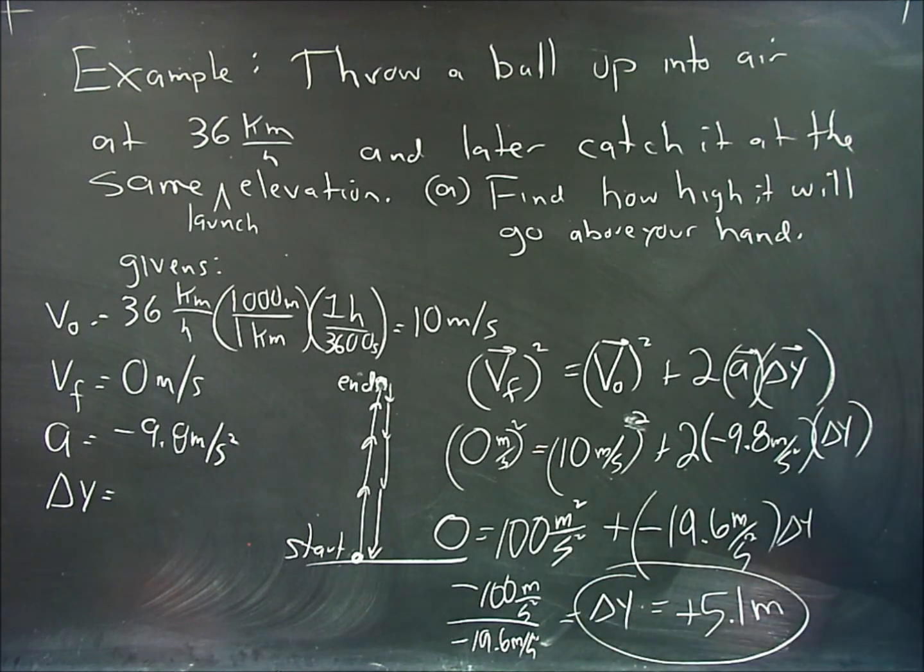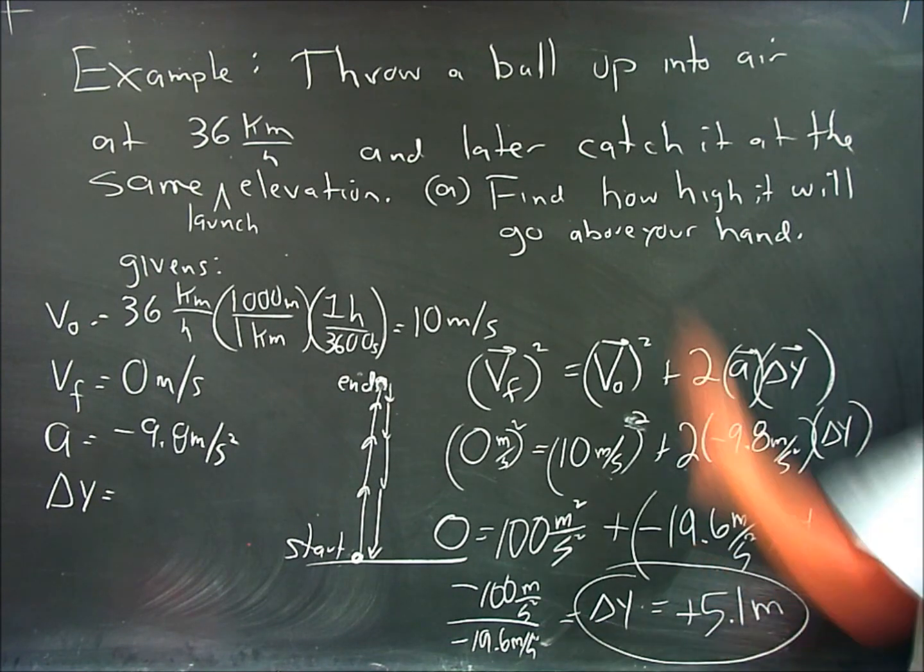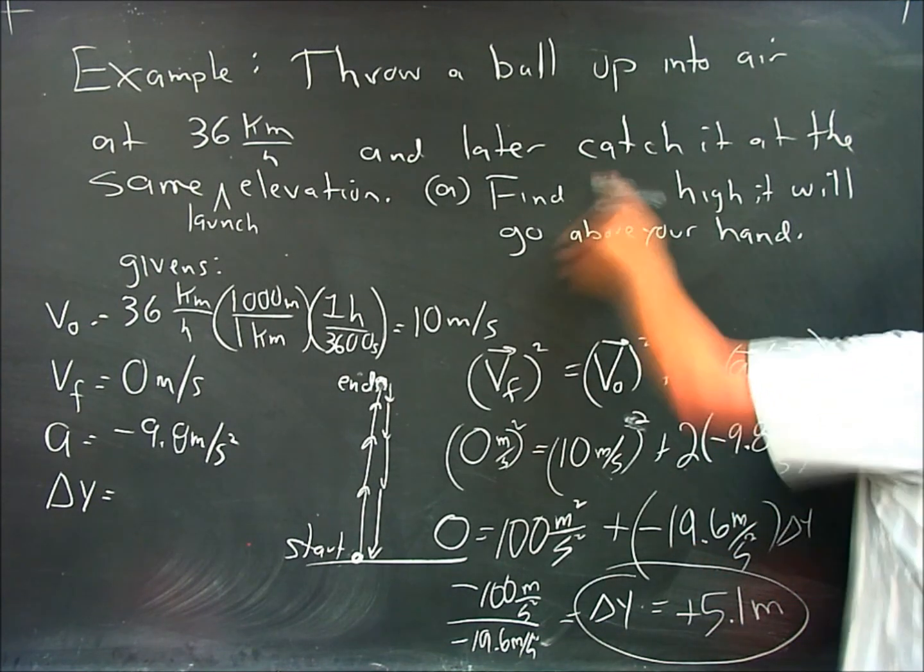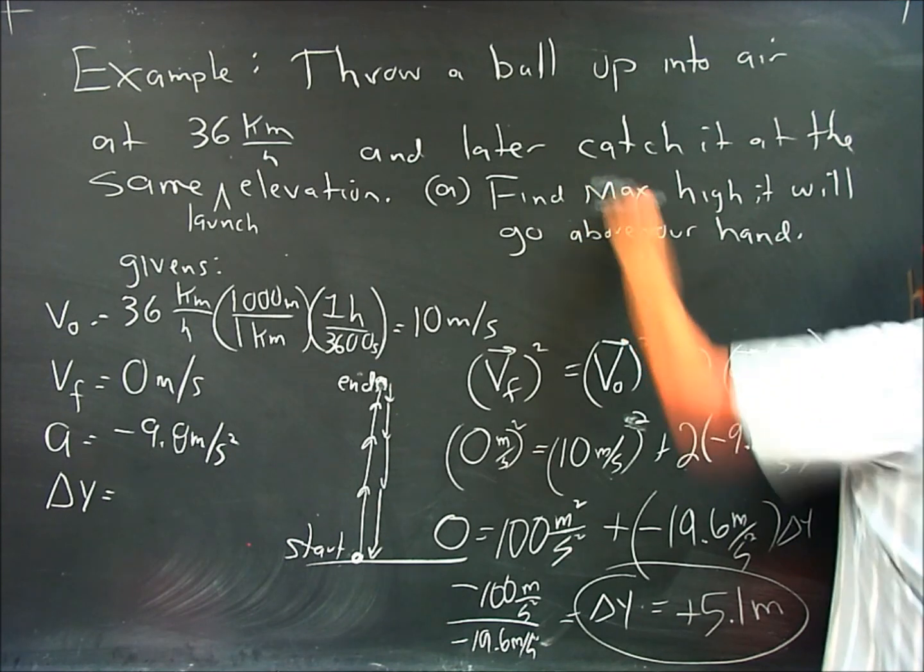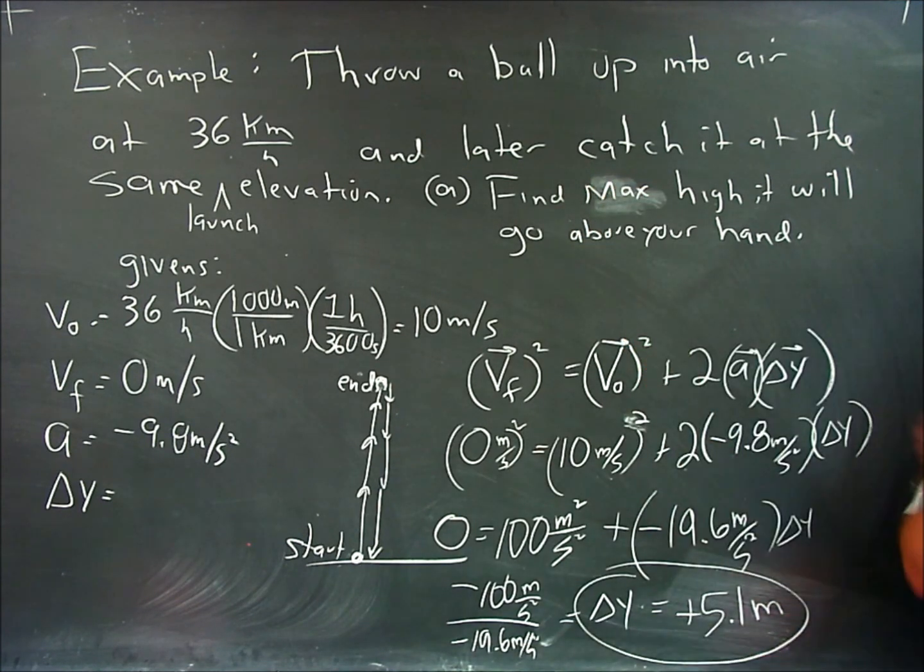So if the question was, you throw the ball up in the air at a certain speed, and then you're going to catch it at the same elevation later, find out how high it will go above your head. It should have said find out the maximum height. Right here it should have said maximum. So find maximum height it will go above your hand.